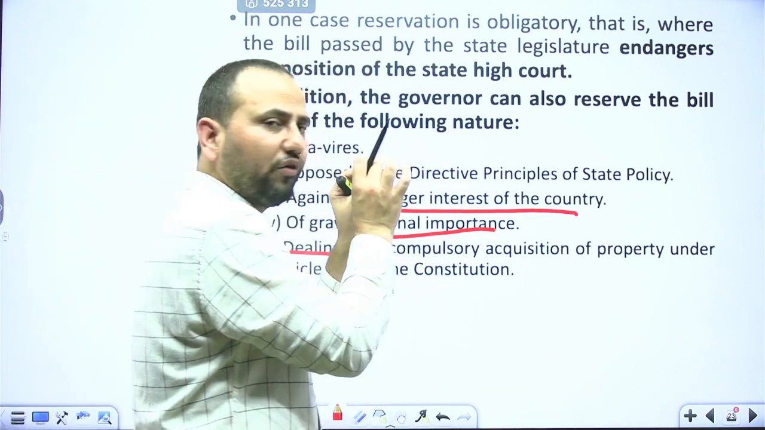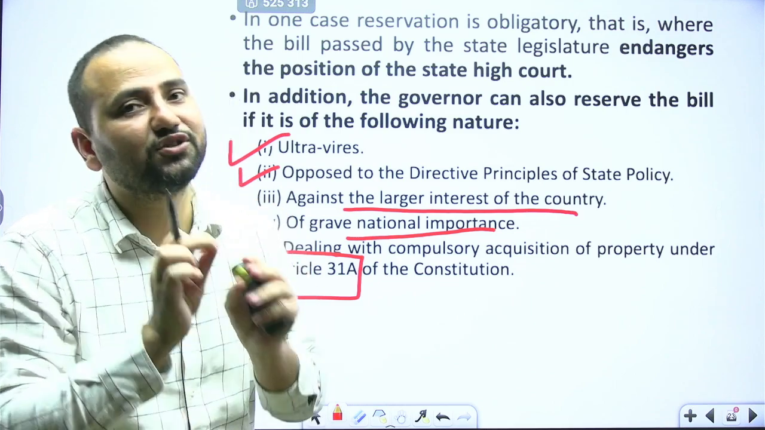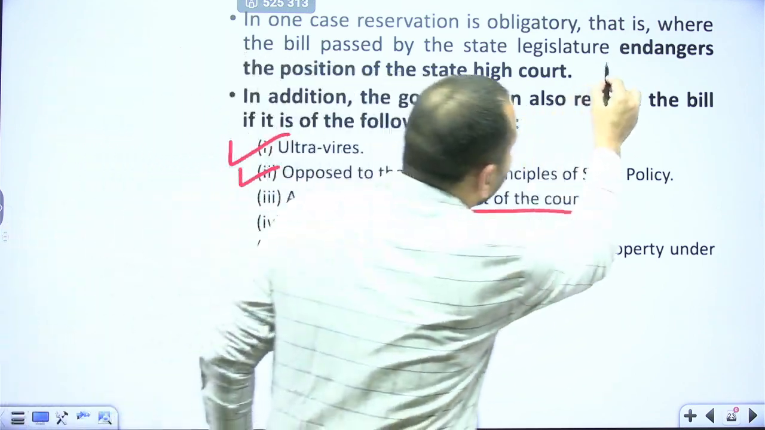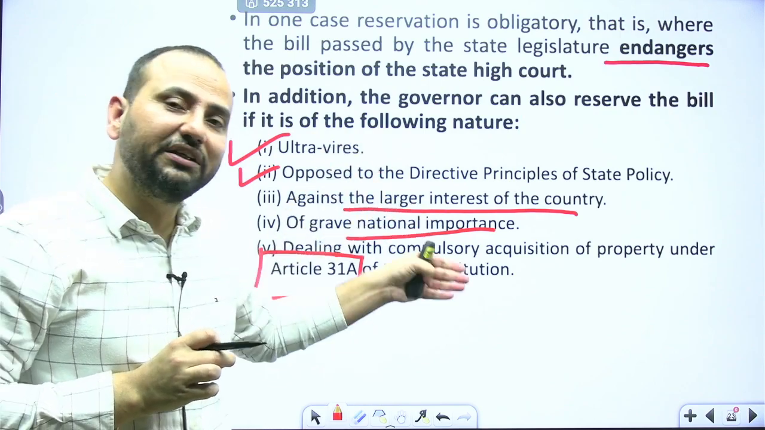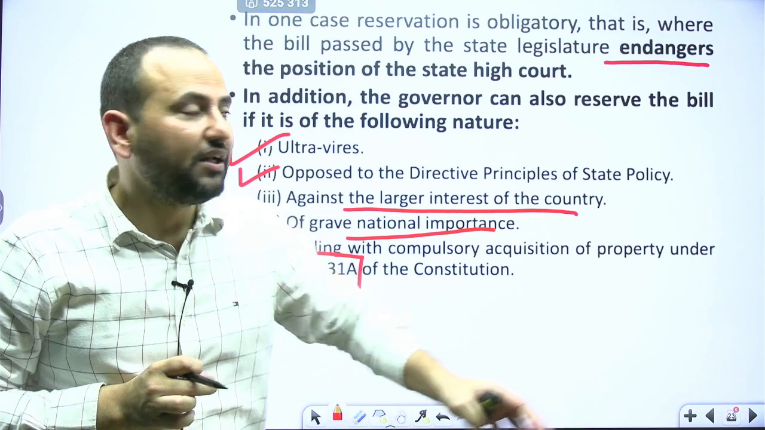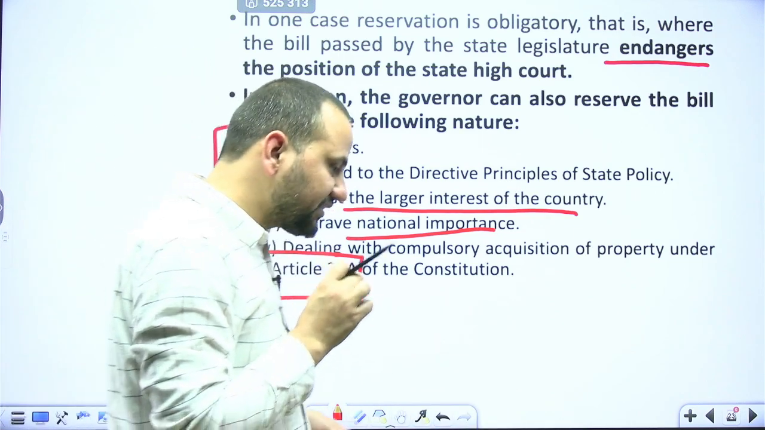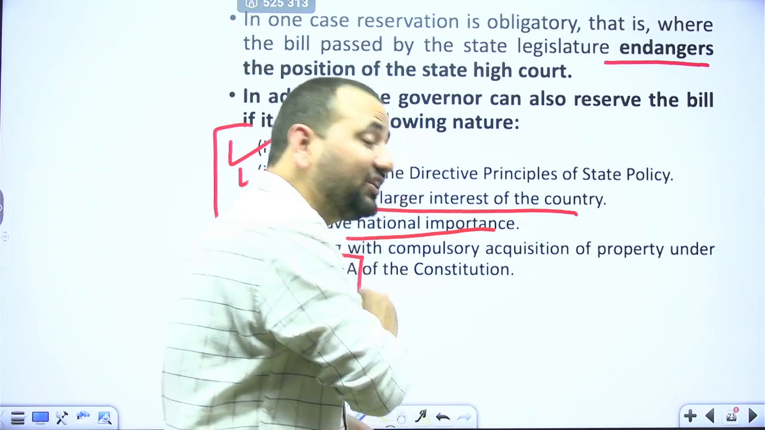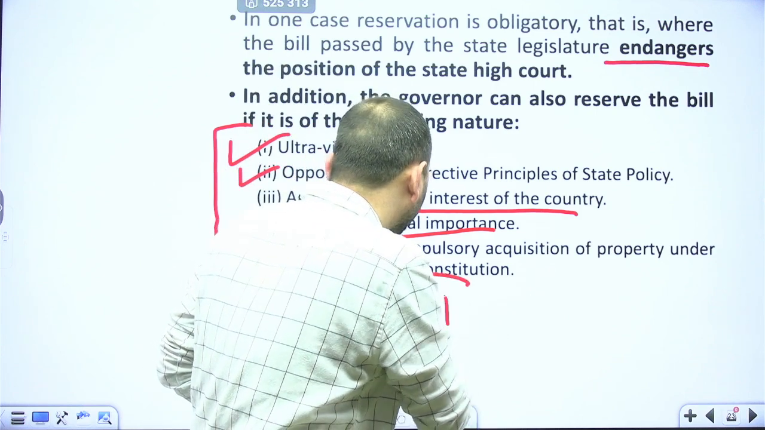So overall, there is one provision which needs to be understood very clearly: if there's anything which endangers the position of the state High Court, that bill should be reserved for the assent of the president. But along with this, these dimensions need to be understood, with an addition of provisions from the dimension of Article 201 of the Indian Constitution.